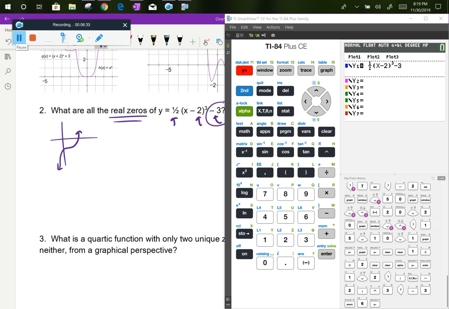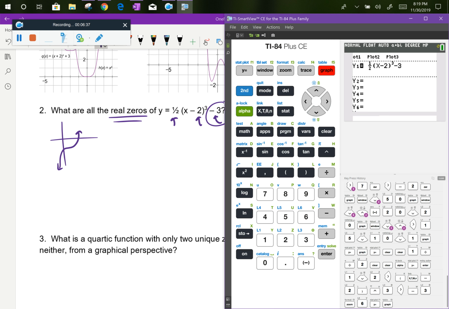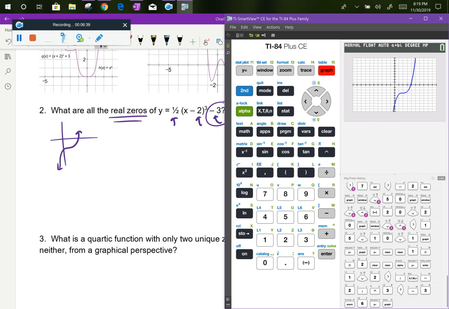When we do this, we're going to type our equation in exactly the way we see it on our paper. And we can just use a zoom standard and we'll see that this looks basically like we expected it to. Translated to the right and down, and it's a little bit more flattened vertically than it would have been otherwise. So that's a transformed polynomial. And just like we said, it looks like it only has one x-intercept.